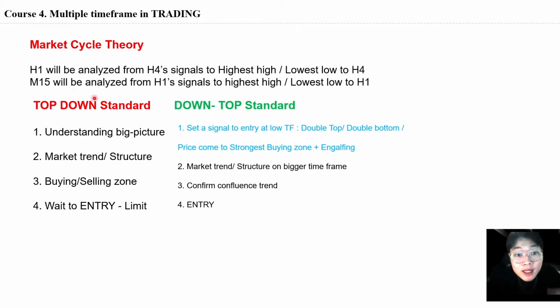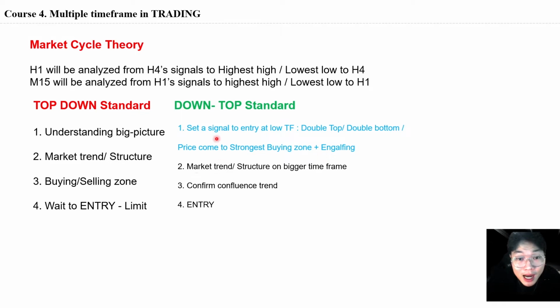And at this time, the most different thing here is the step-by-step way to analyze with the down-top standards. It is the reverse of the top-down standards. The first thing you need to do in the down-top analysis method is to set the signals to entry at the low time frame. For example, this time you enter with the double top, double bottom, or the price comes into a strong buying zone and some candle patterns appear to enter the market.